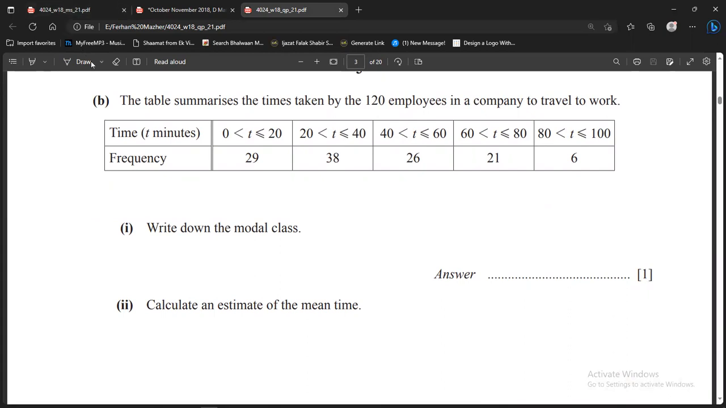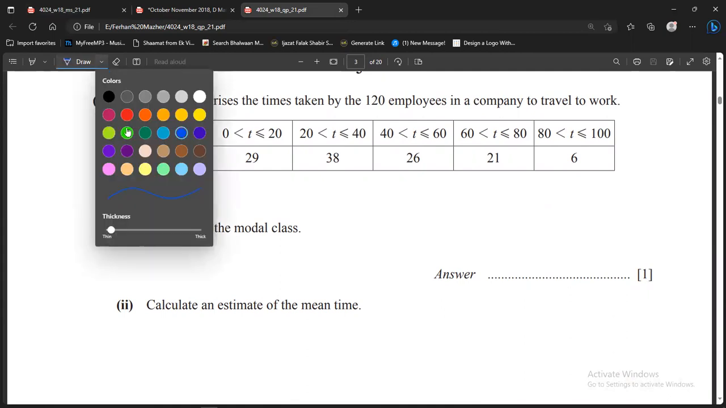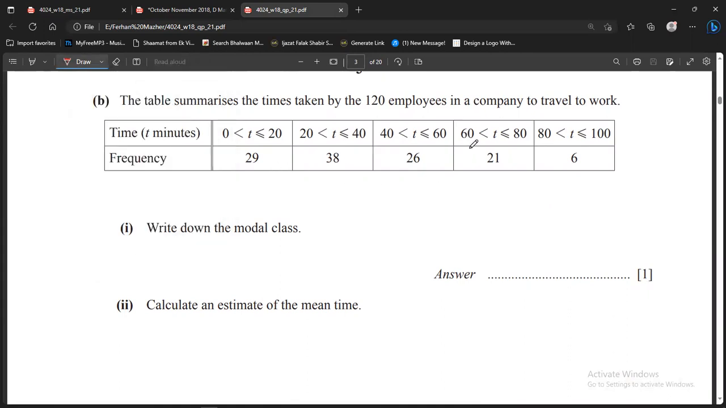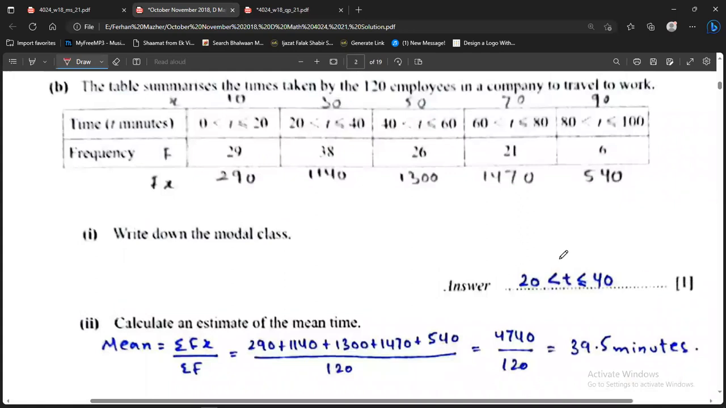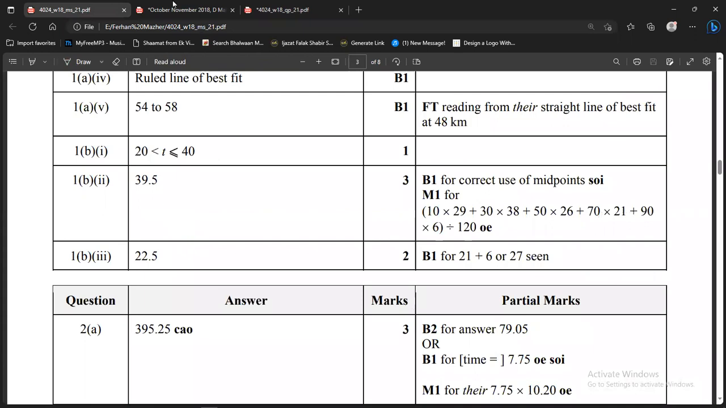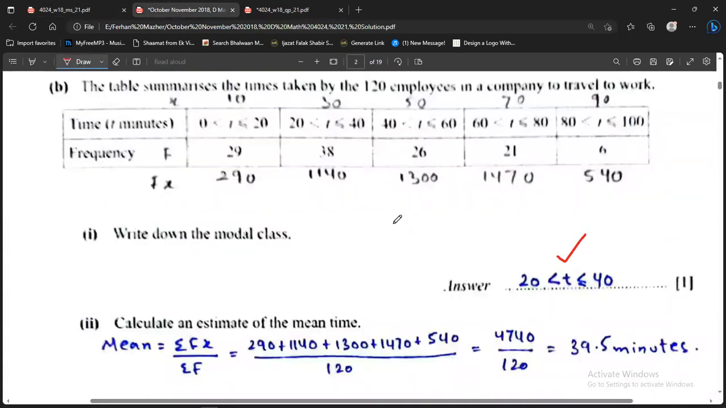The modal class is that class which has the highest frequency. So where is the highest frequency? Okay, so this is the highest frequency. So the modal class is this one, 20 to 40. Let's check. So our answers are right.